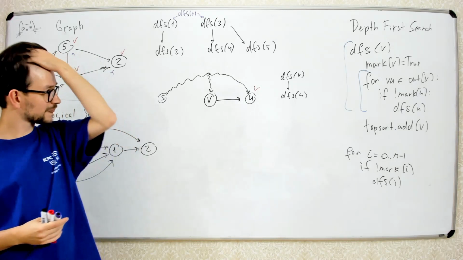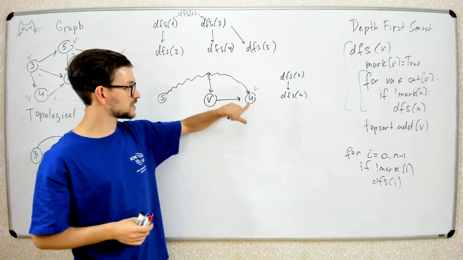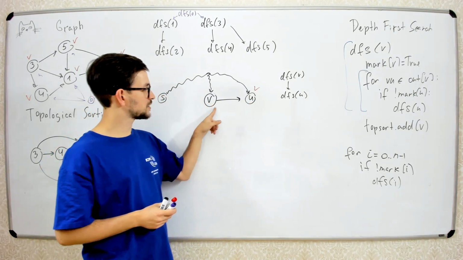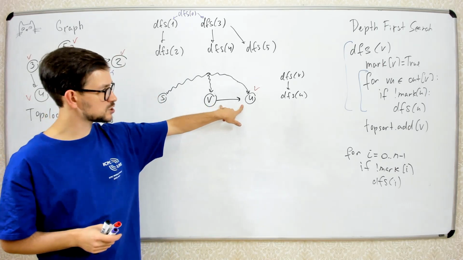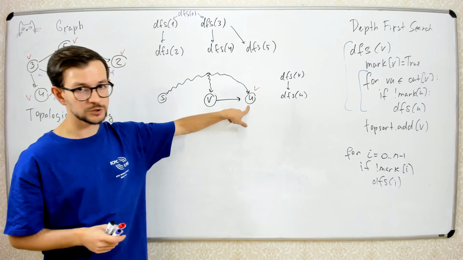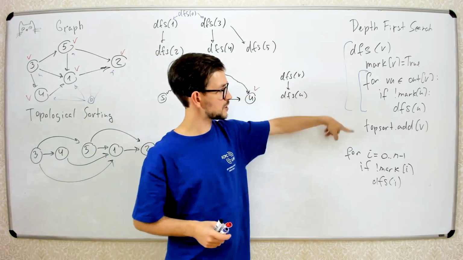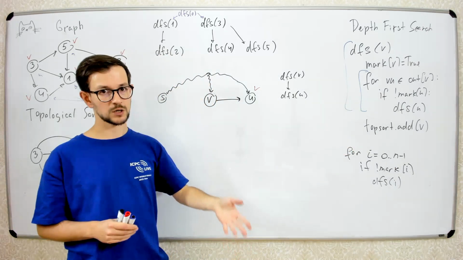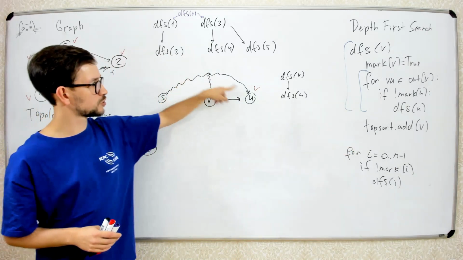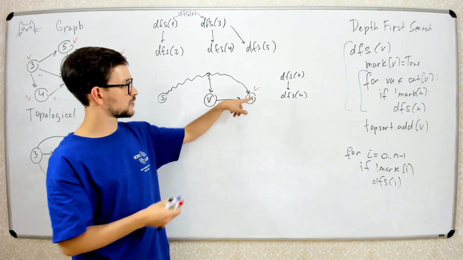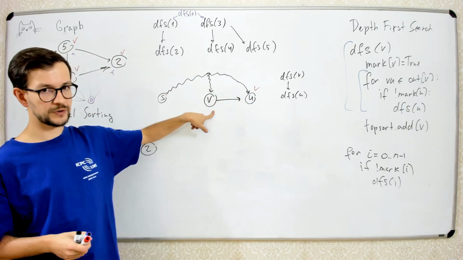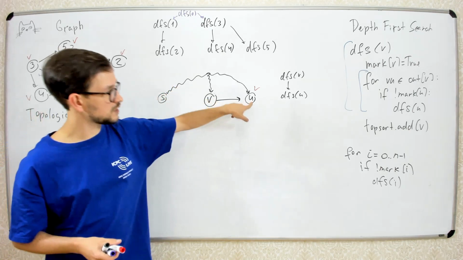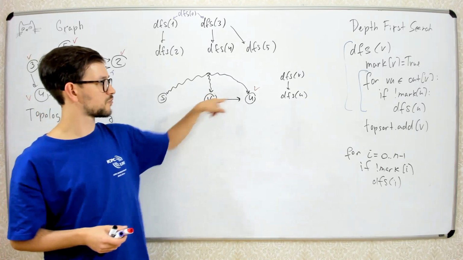Let's prove. I claim that in this case, vertex U is already in the topological ordering. If we see this situation, we stand here, we see this edge, then for this node U, this recursion already finished, and we already added this node U to the topological ordering. So the situation looks like this. We first go to node U, finish the recursion, then go back, and then go to node V. That's the only situation that can happen. So if it is like this, then this U is already in the topological ordering, and it's added before the node V.